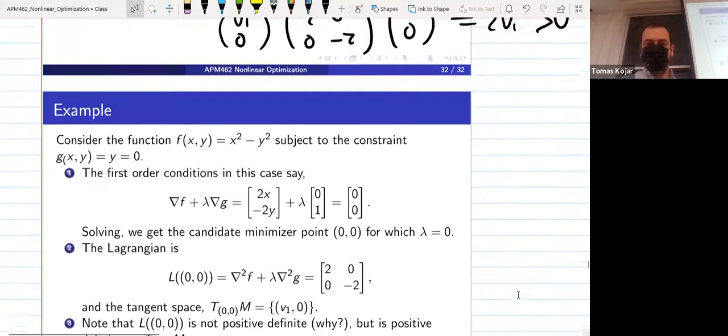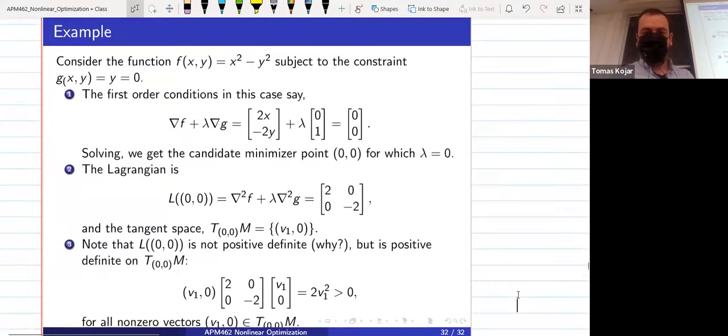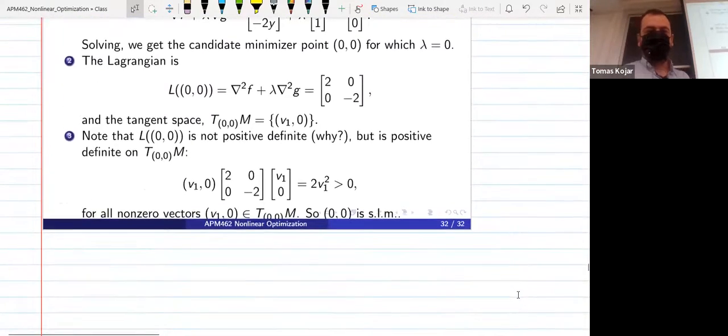So indeed you get, okay, good. So you have positive definite on the tangent space, which is all that matters. Good. So anything else? Yeah, strict local min.